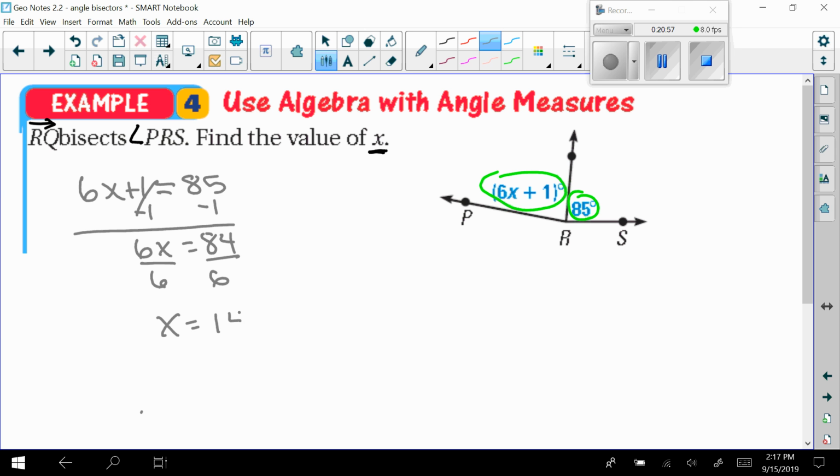14. I think so. So x equals 14. Did everyone get x equals 14? If you did, congratulations. Very good.